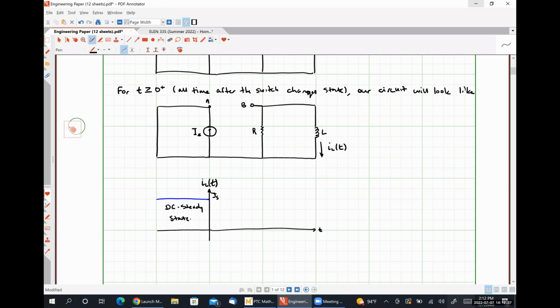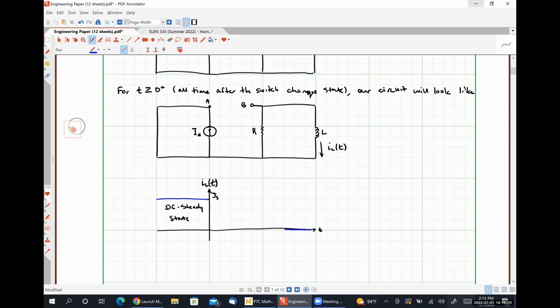Now, eventually, all of the energy that was stored in the inductor will be converted to heat by the resistor. If the energy that is stored by the inductor is 0, a long, long time after the switch opens up, that means that the inductor current has to be 0 a long time after the switch changes state as well.